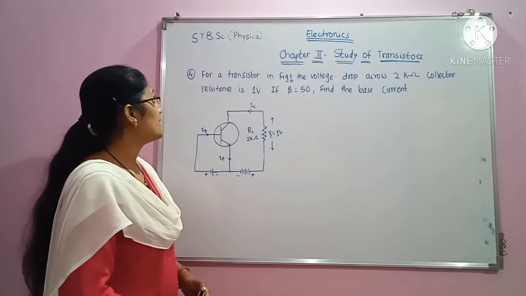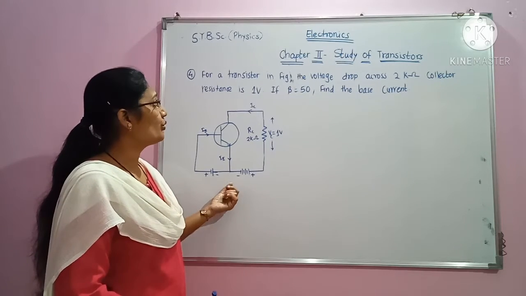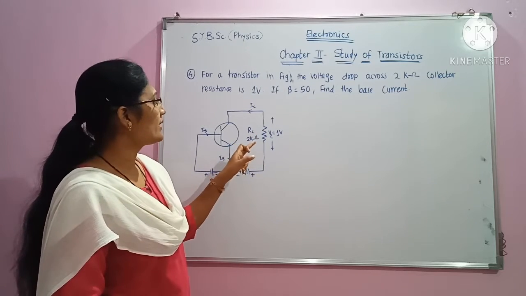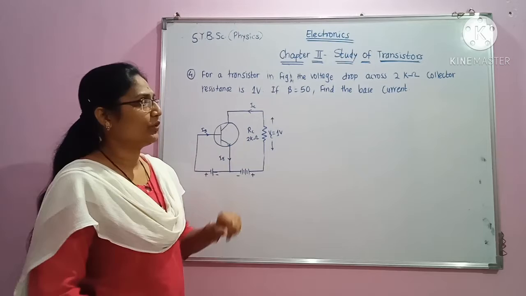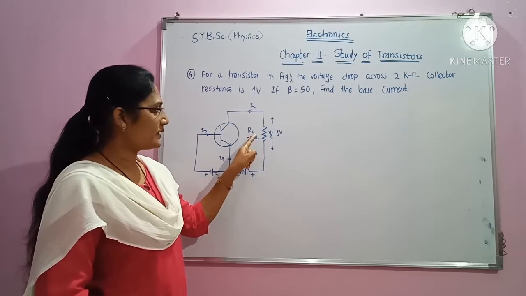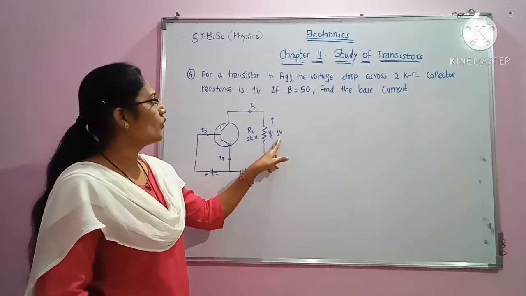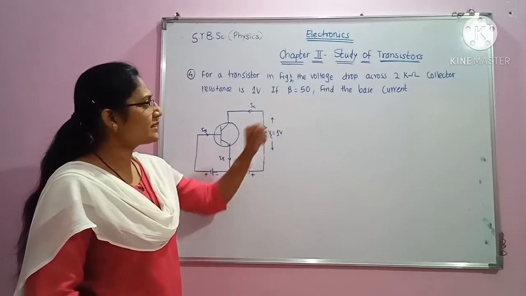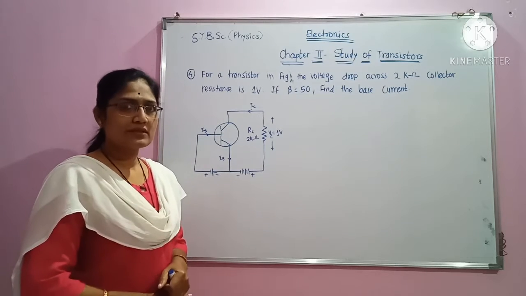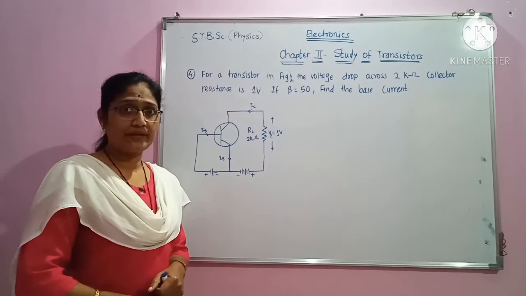The first example is for a transistor in the figure. Here one figure is shown. The voltage drop across the 2 kilo ohm collector resistance is 1 volt. So in the collector circuit one resistance is given, RC, and the voltage drop across this RC is given as 1 volt. If beta is given as 50, find the base current. Beta, that is the base current amplification factor, is given as 50 and they have asked us to find the base current.